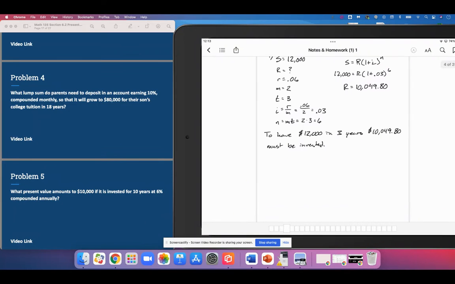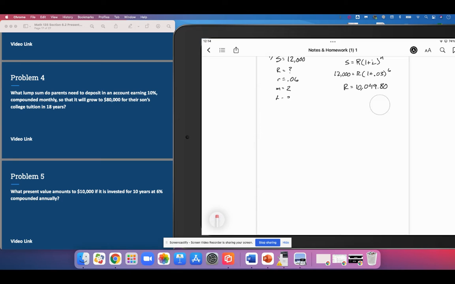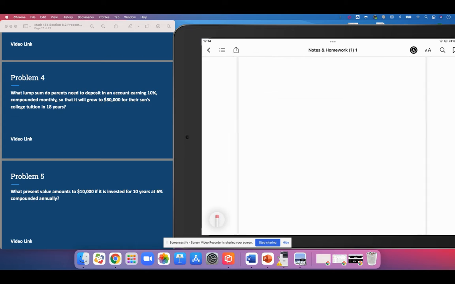And with number 4, I forgot to swipe my board over, so let's go ahead and get reading while I'm erasing. What lump sum do parents need to deposit into an account earning 10% compounded monthly so that it will grow to $80,000 for their son's college tuition in 18 years? So again, everyone, CERMTN.